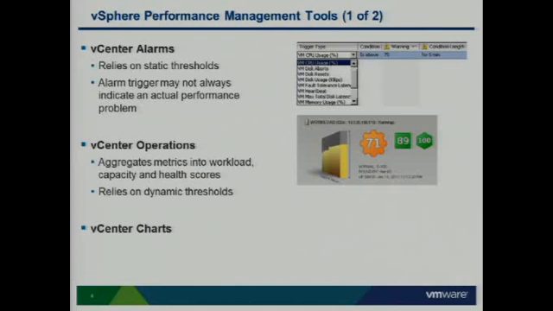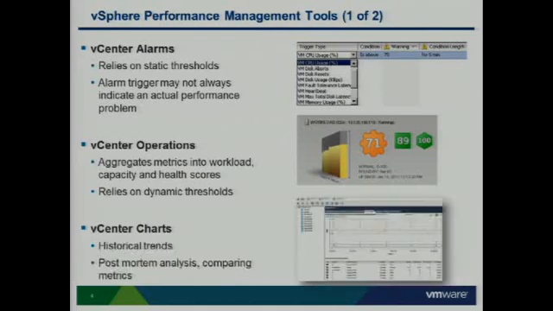And then vCenter charts, which we've been shipping for quite some time. The nice thing about vCenter charts is it gives you a historical trend. So you can actually look at how your CPU usage was a few days back, a few weeks back, a few months back. It's also useful for doing a post-mortem analysis. For instance, a problem happened and it went away. Now, you can't run esxtop on the box to do troubleshooting, so now you can go back and look at the vCenter charts, and then you can compare the performance metrics, and then you can do troubleshooting.